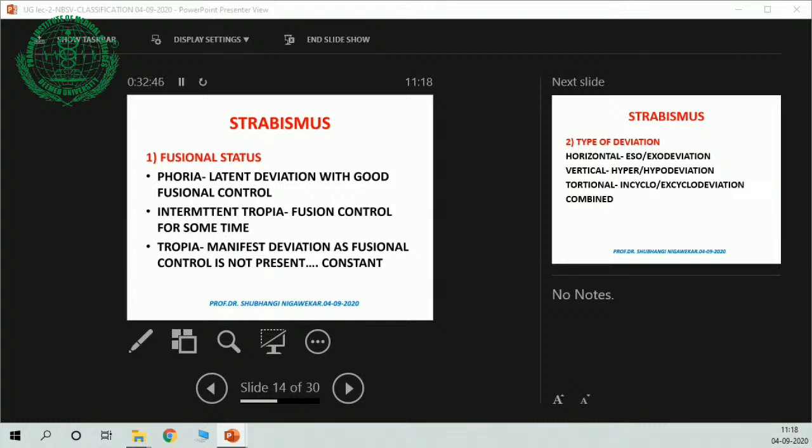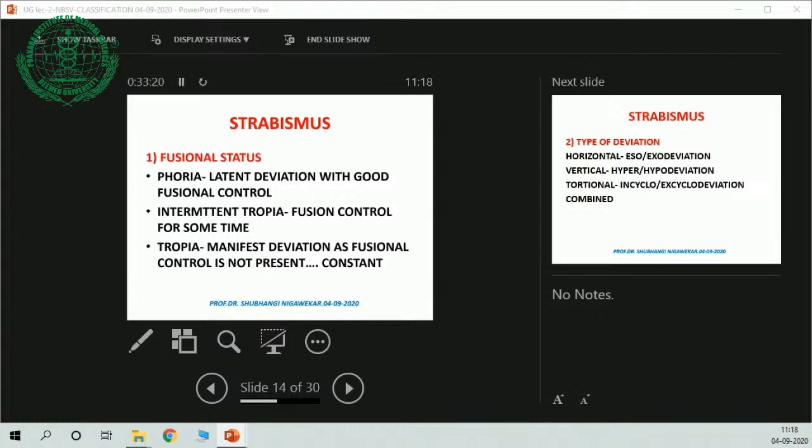So depending upon the fusional status, there could be phoria, that is latent strabismus, or an invisible strabismus, with good fusional control. With intermittent tropia, there is partial fusional control; sometimes it will be there, sometimes it will not. In the morning it is not there, later it slowly fatigues and the phoria gets converted into tropia. It becomes manifest and we call it an intermittent tropia. So a time relation, or debility or fatigue phenomenon, will be there.